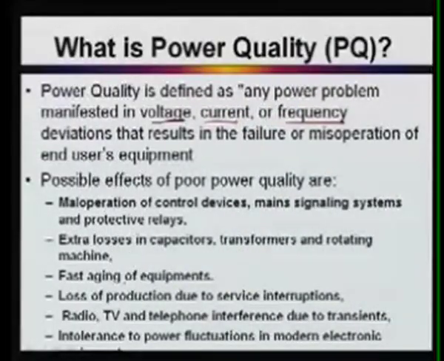Another problem of poor quality is the fast aging of equipment. The equipment may be very costly. So it is always better that we supply in a better quality way, so that aging of the equipment can be minimized. Some of the harmonics as well as the transients and other disturbances may create a lot of problems for your equipment, and that may lead to aging of the equipment in terms of insulation failure, and other failures, etc.